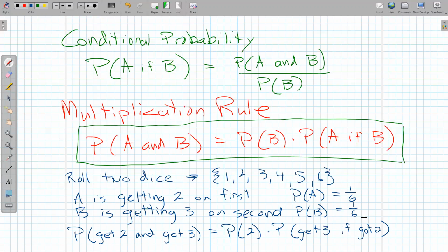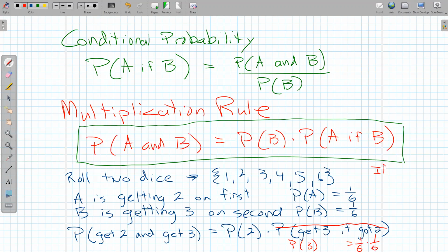And think about that for a second. Does it matter that you got a 2 first and then a 3 second? And the answer is no. The probability of getting a 2 is independent of getting a 3. That doesn't matter. So this probability right here is really the same thing as just what's the probability of getting a 3, right? So it's just going to be 1/6 times 1/6. This knowledge doesn't change anything.